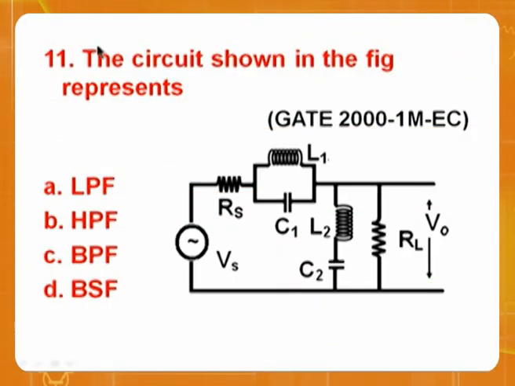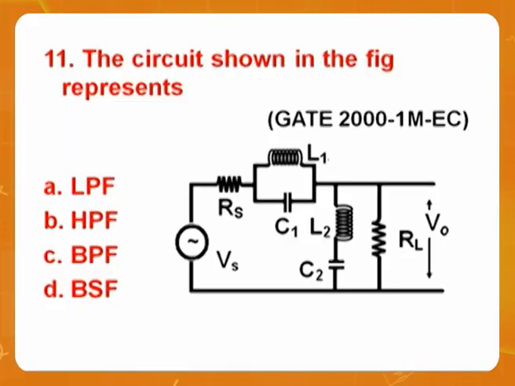Now let me show you some problems given in the exam. The circuit shown in the figure represents what? Is it a low pass, high pass, or band stop? Given in GATE 2000. For anything given, you have 2 approaches. If the circuit is simple, go for a transfer function. From the transfer function, you can easily identify which filter it is. If you have 2 cutoffs, band pass or band elimination. If there is only 1 cutoff, low pass or high pass.